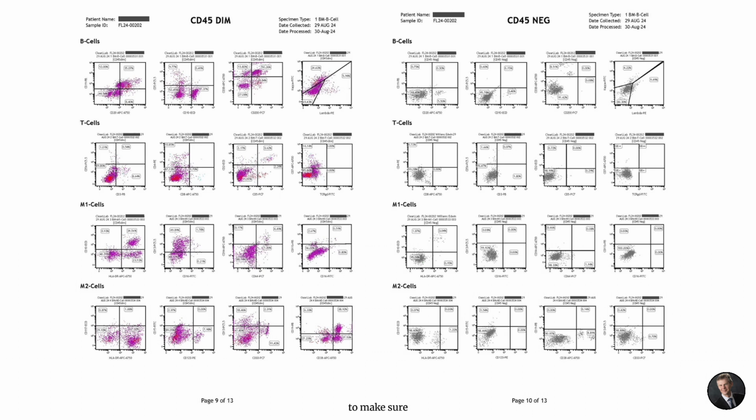To make sure no abnormal cell populations are hidden in the CD45 dim or CD45 negative gate, pages 9 and 10 further analyze in detail these cells.